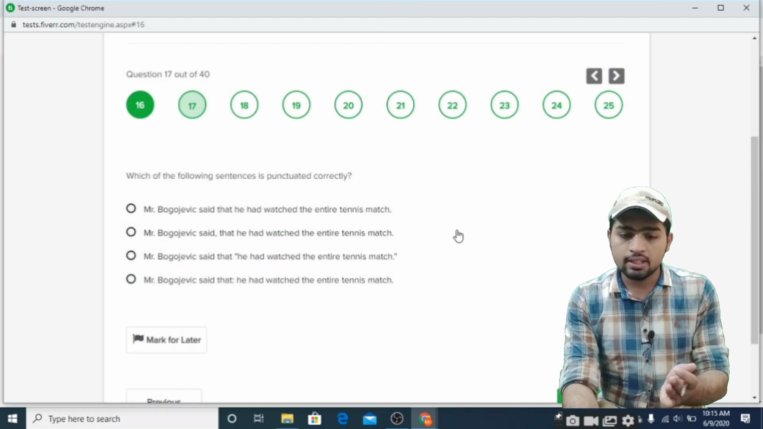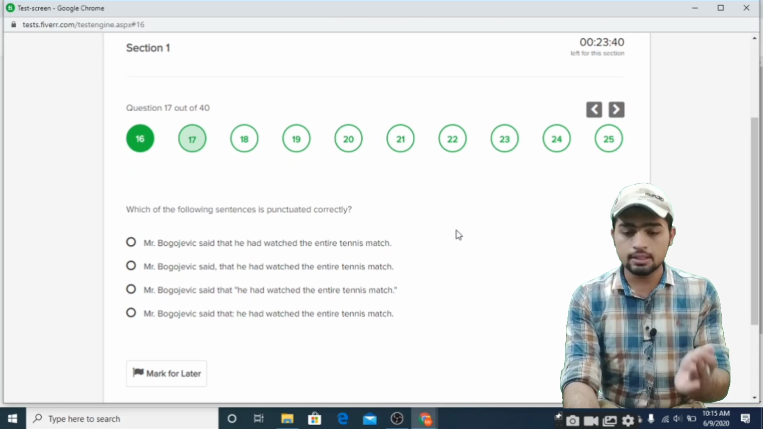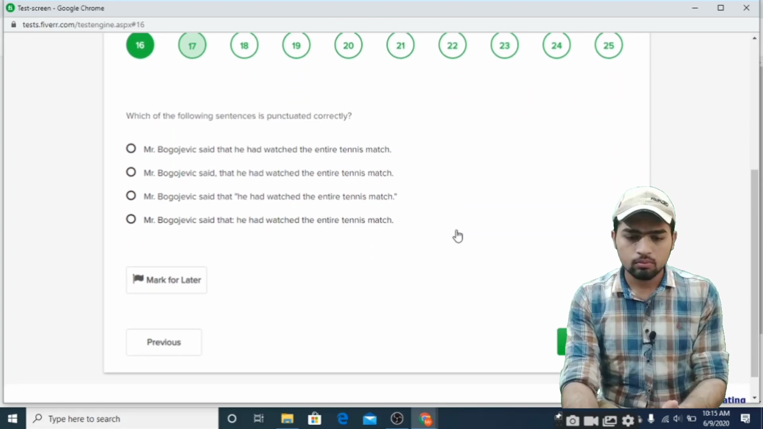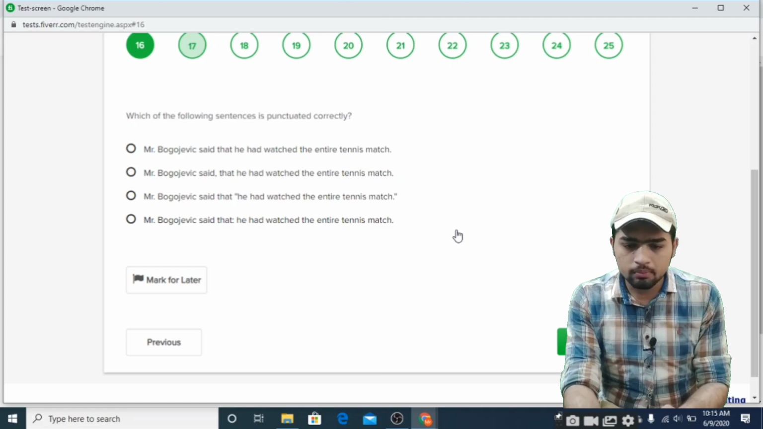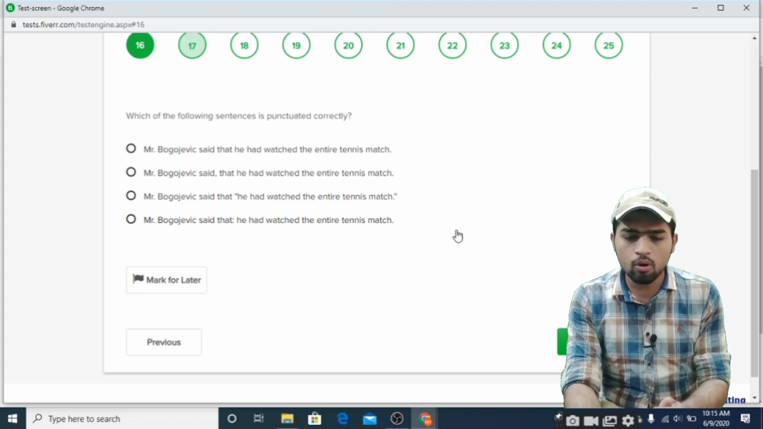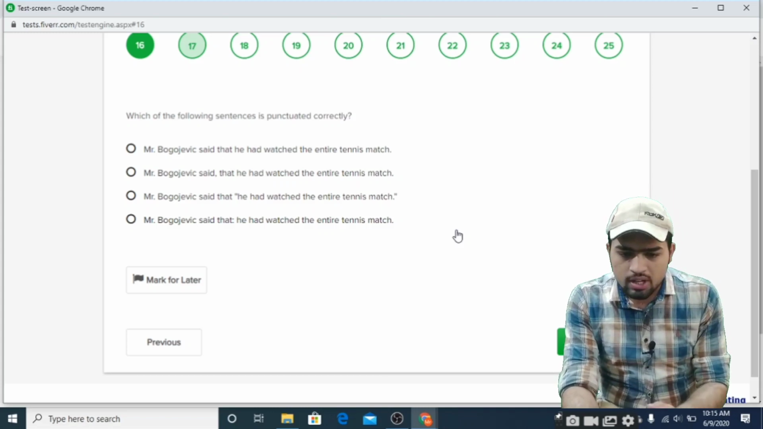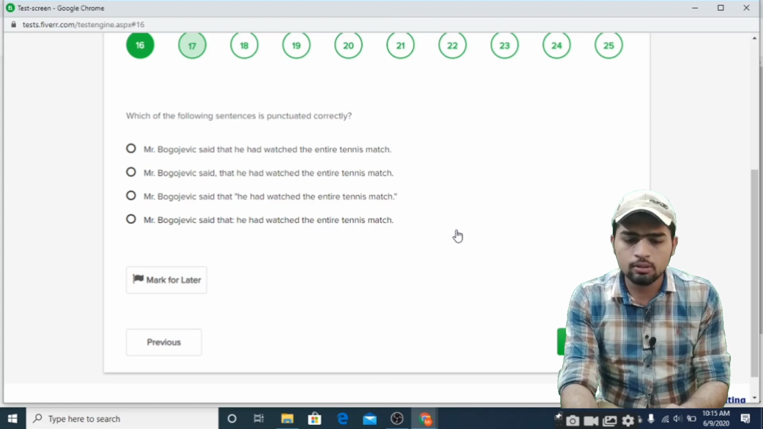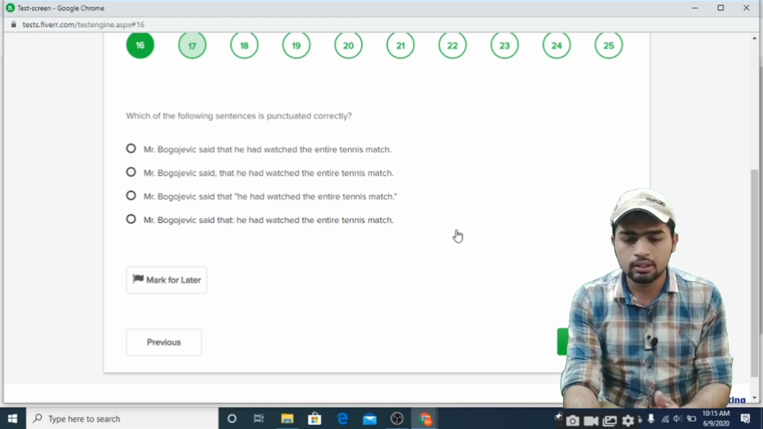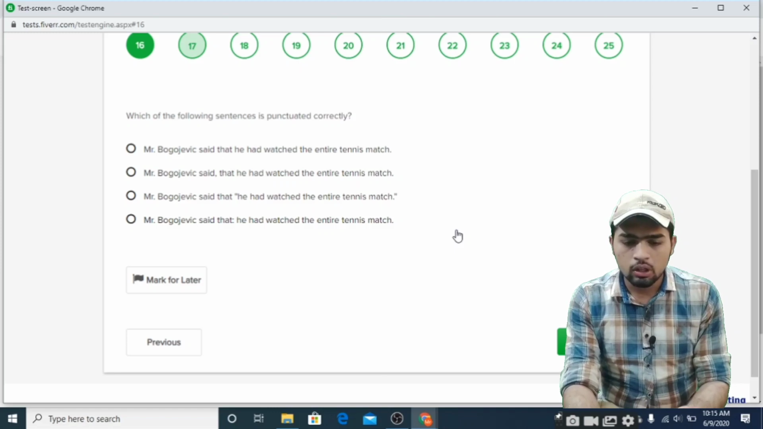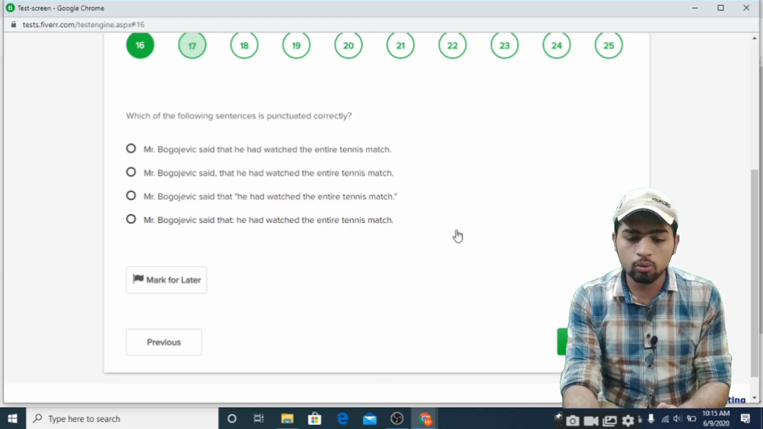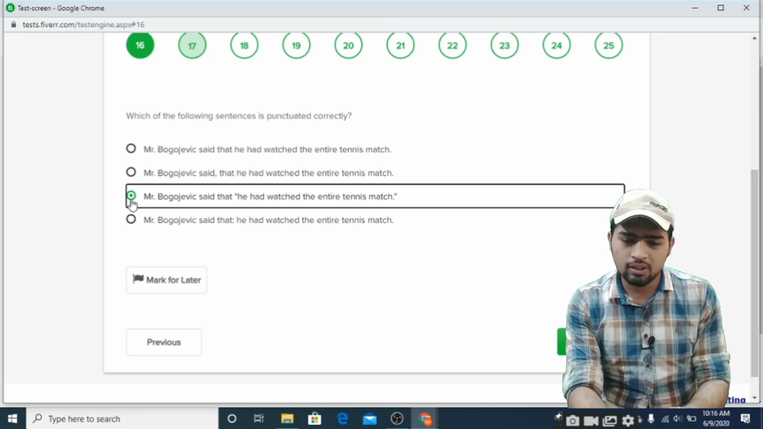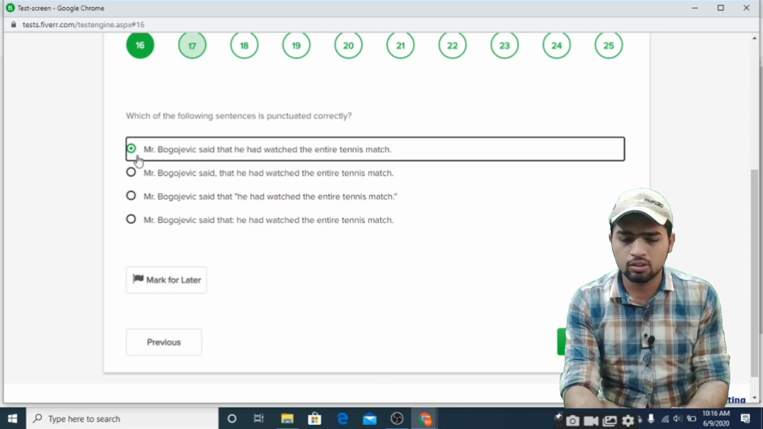And the time is 23 seconds left. Which of the following sentences is punctuated correctly? First option is Mr. Bogojevich said that he had watched the entire tennis match. There is no comma. And in the second option, the comma is after said. And in the third option, there is also no comma. And in the fourth option, there is a sentence. First is the correct answer.